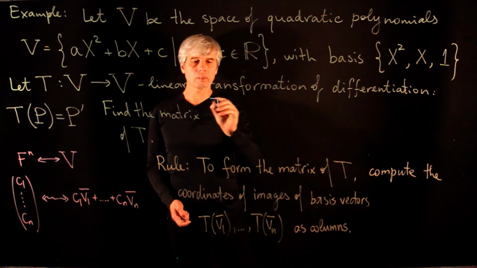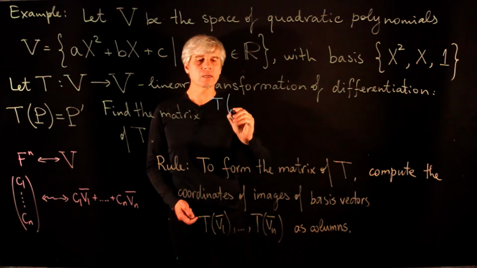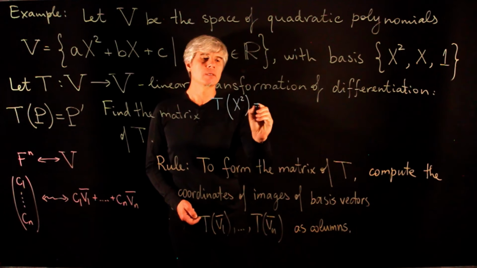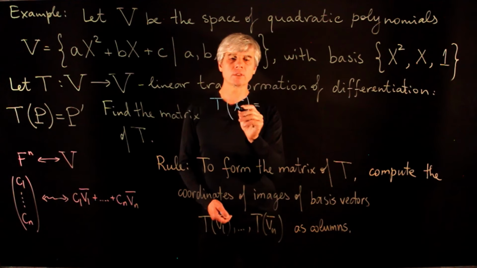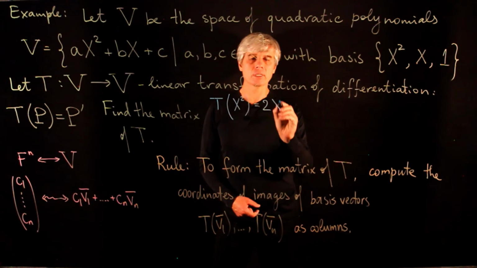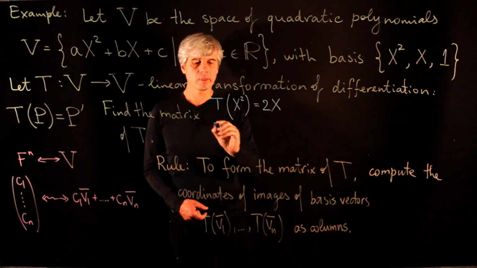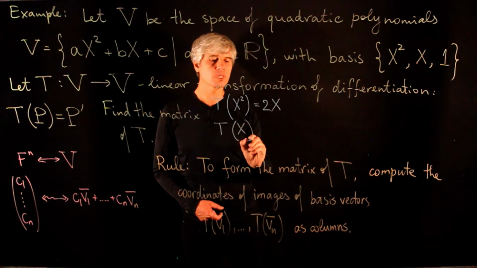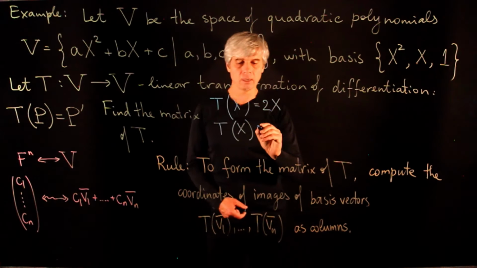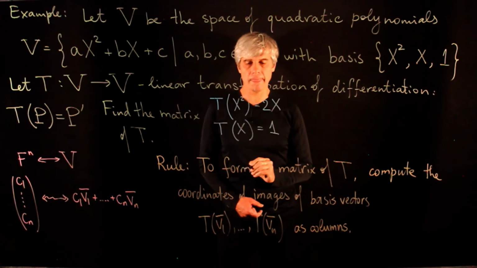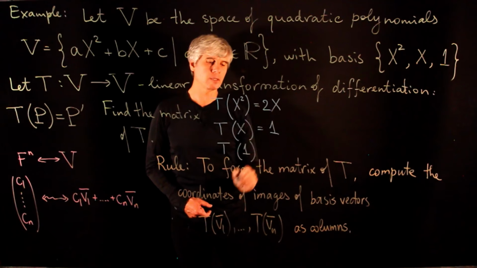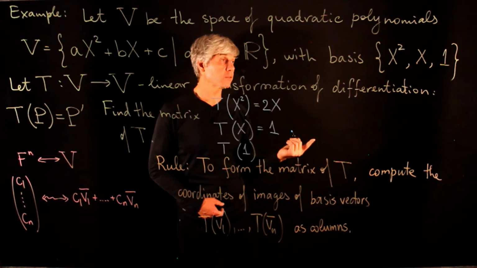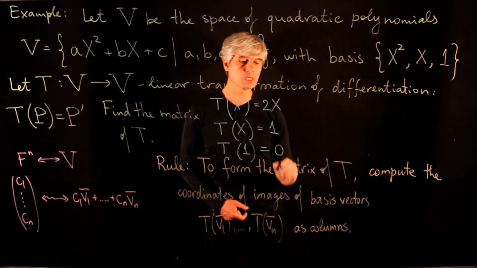So we need to find T of x squared, right? Our transformation is differentiation. So when we differentiate x squared, the result is 2x. Then T applied to the second basis vector, x, is equal to 1. And T applied to the third basis vector, well, the derivative of the constant function 1 is equal to 0.